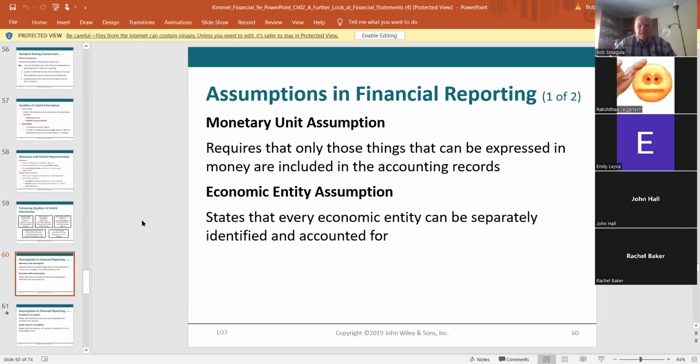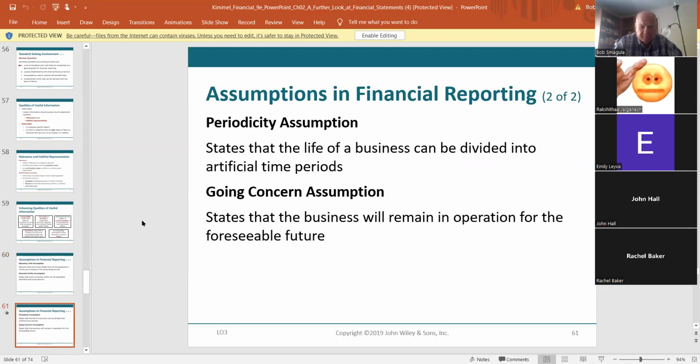Timely. We assume we can turn the numbers into dollars. That's all with that monetary unit assumption. The economic entity assumption means that any economic venture, if you will, can be separately identified and analyzed. That's what a company is. Here's a word I love, periodicity. It means that the life of a business can be divided into artificial time periods. In other words, you can chop a business up into 1 month. Our company closes the books every month, or it could be the quarter or a year.